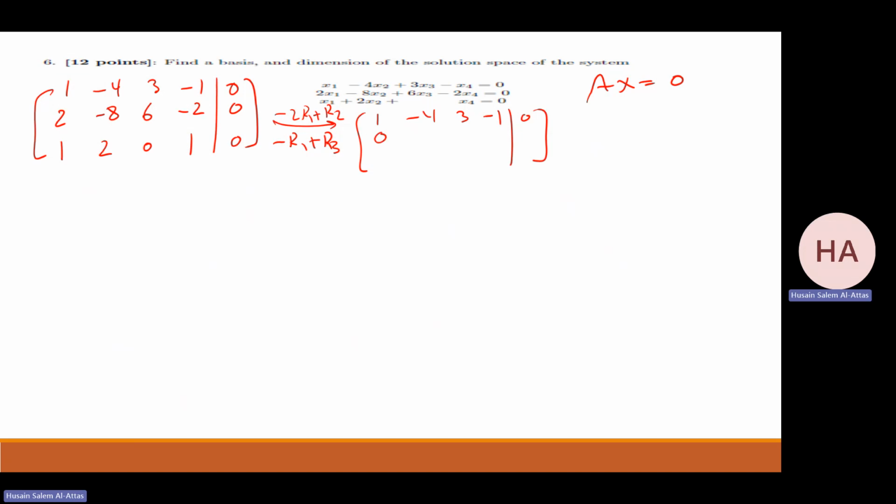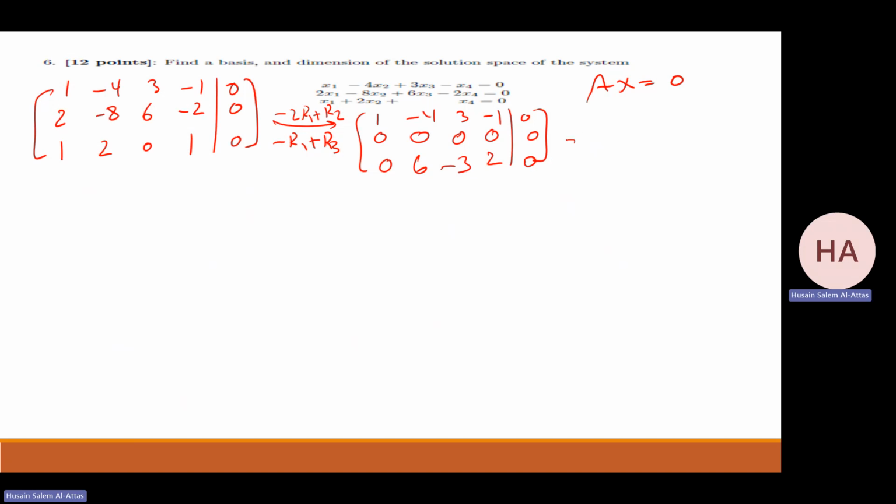By minus 2 and add, that will be 0, 0, 0, 0, 0. Minus 1 and add, that will be 0, then 6, then minus 3, then 2, and that's 0. Let me double check. The second row is clearly all zeros. Then minus 1 gives 0, 6, minus 3, and 2.